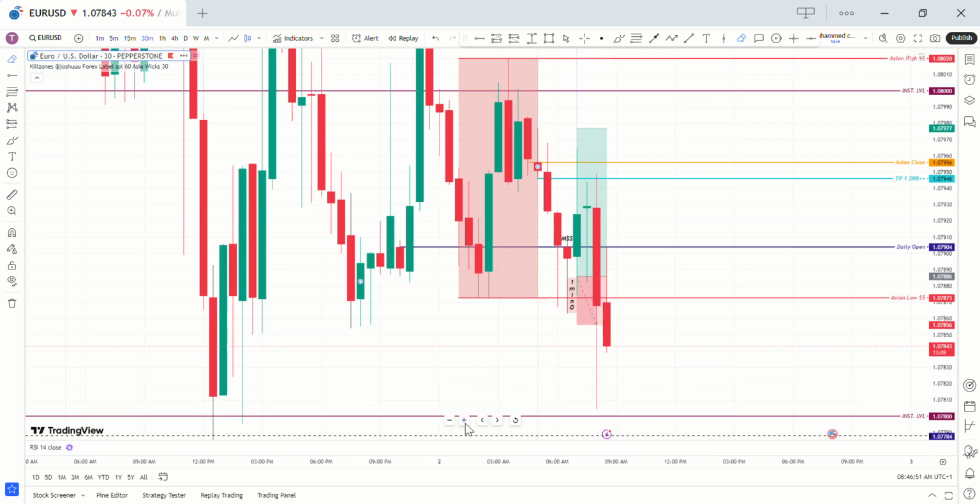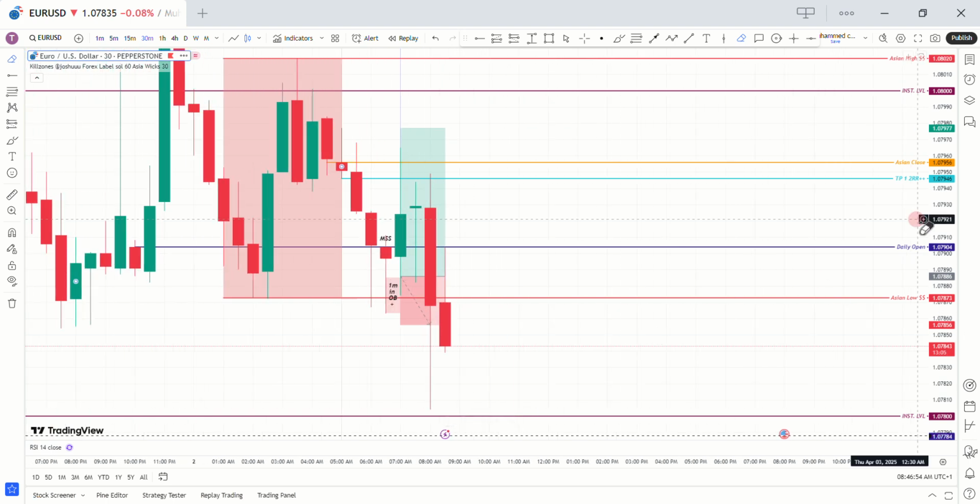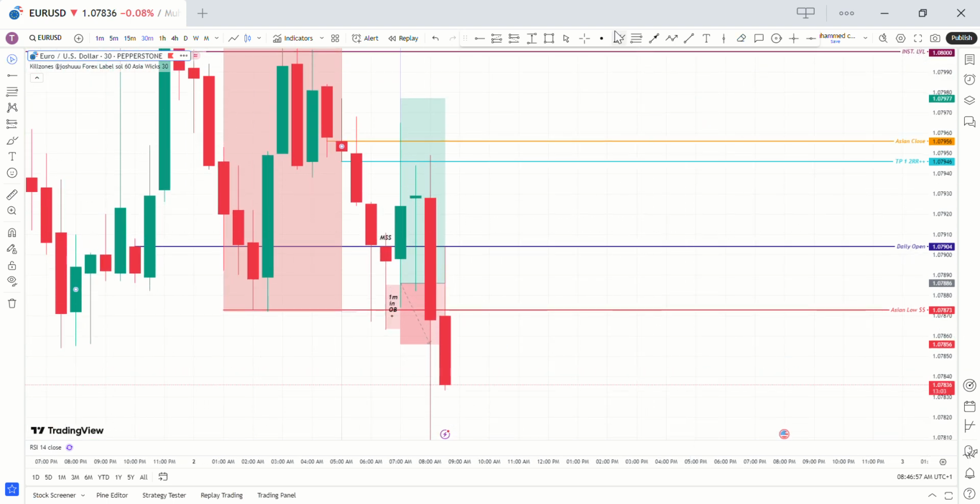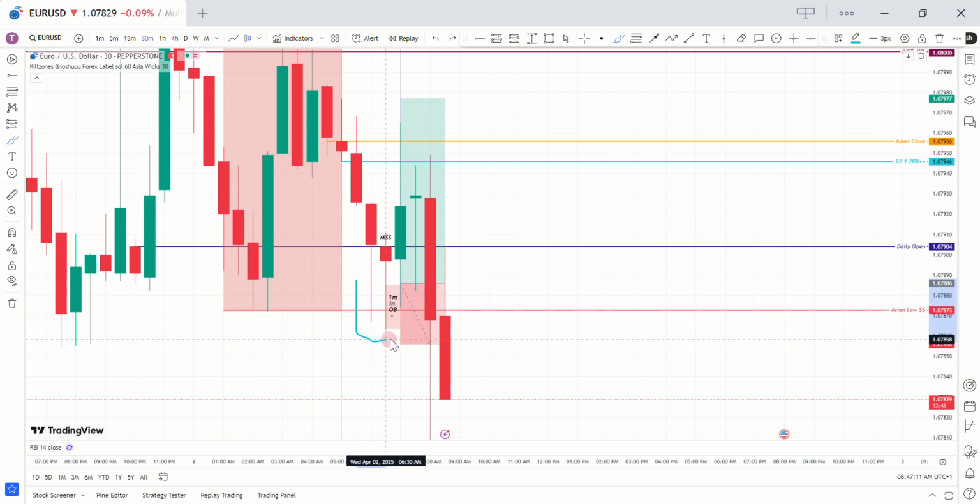So on EU, what actually happened was the price had already come to sweep the Asian low here, and then you can see the candles here as the price swept it, the candles already closed above. You can see the candles here, all the candles here, 1, 2, they close above Asian low, and that is around the 6 o'clock to 6:30 range, as you can all see.